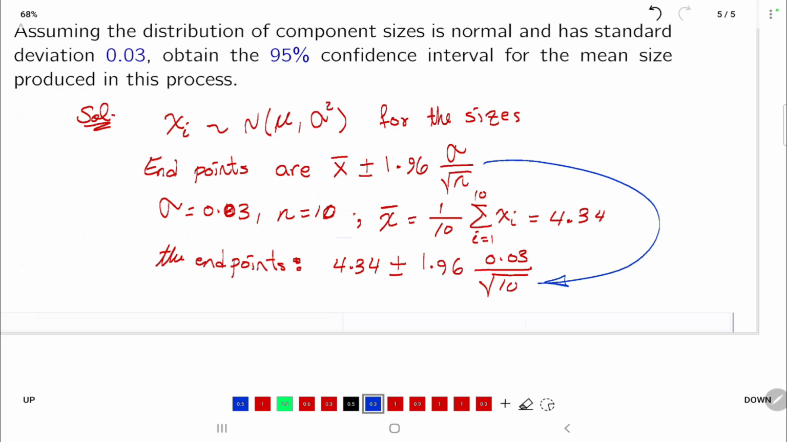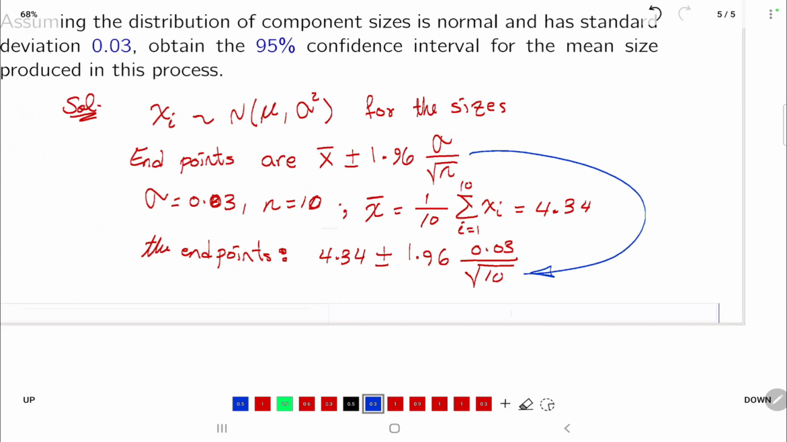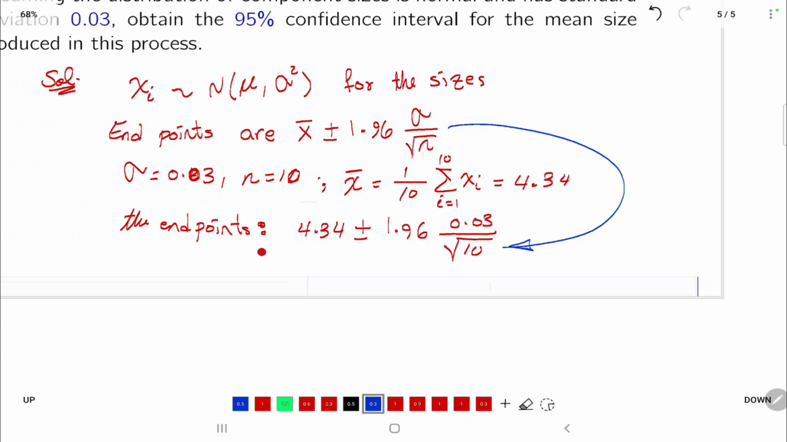Now these two values will be between 4.3214 to 4.3585859. So this is the confidence interval for 95% confidence.